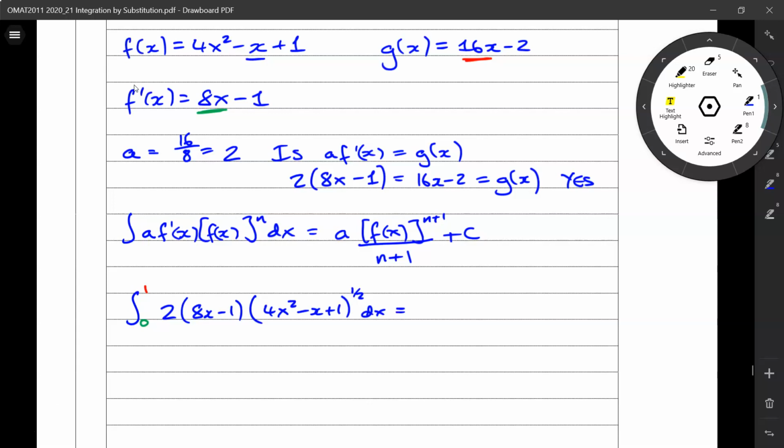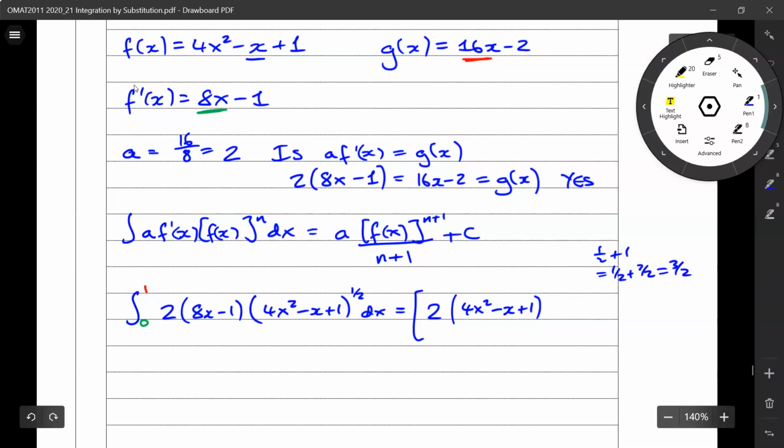And then when we integrate that, we get 2 times 4x squared minus x plus 1. And it was a half, so a half plus 1 is a half plus 2 over 2, which is 3 over 2. So our new power, our raised power, is 3 over 2, and we divide by our raised power, which is 3 over 2. And here we're going from our limits of 1 to 0.